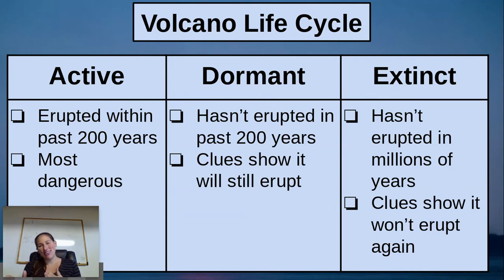And then the third type is extinct. It hasn't erupted in millions of years. And using those clues of temperature and pressure, scientists don't think it will ever erupt again. So an extinct is not really a worry.